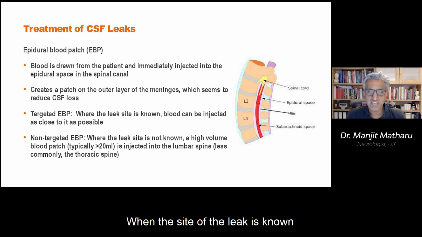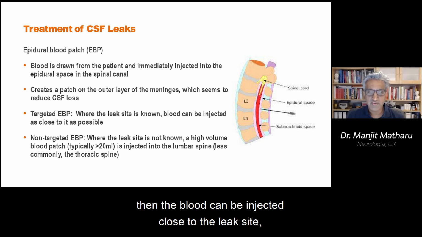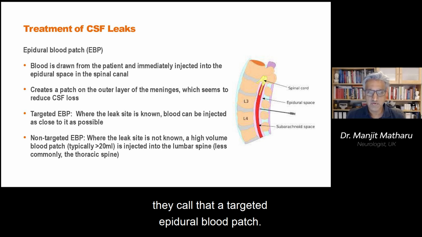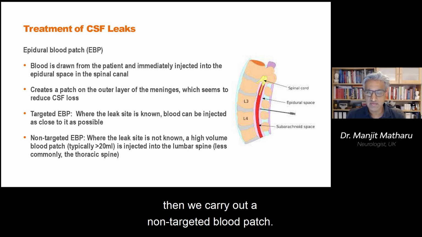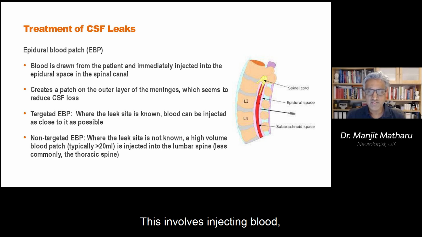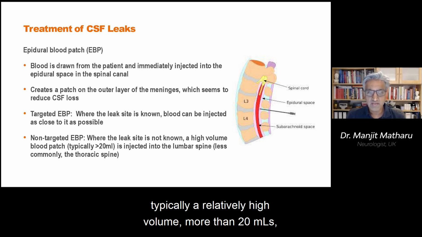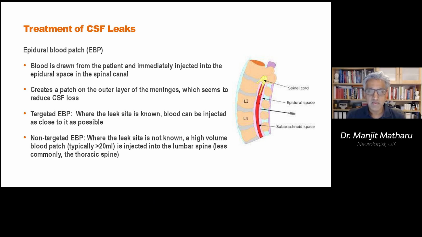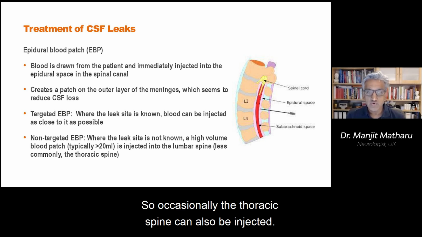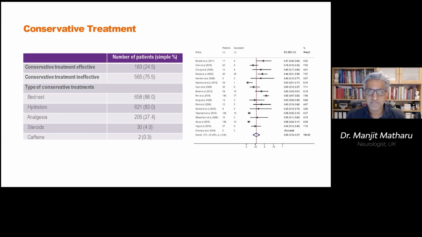When the site of the leak is known, then the blood can be injected close to the leak site. We call that a targeted epidural blood patch. When the site of the leak is not known, but we know that a patient does or is highly likely to have a leak, then we carry out a non-targeted blood patch. This involves injecting blood, typically a relatively high volume, more than 20 mils, into the lumbar spine, which is lower down in the spine. Occasionally, the thoracic spine can also be injected.